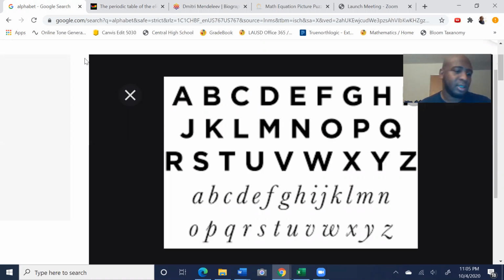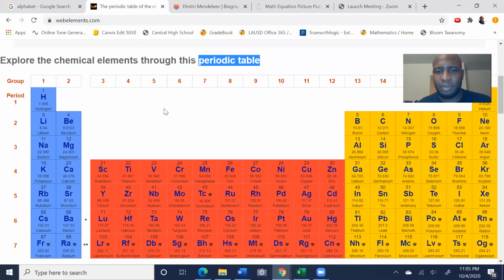We have 26 letters in the English language, and depending on how you combine these noises, these letters, you can make up just thousands and thousands of words in the English language. Well, a similar thing happens when it comes to this periodic table.